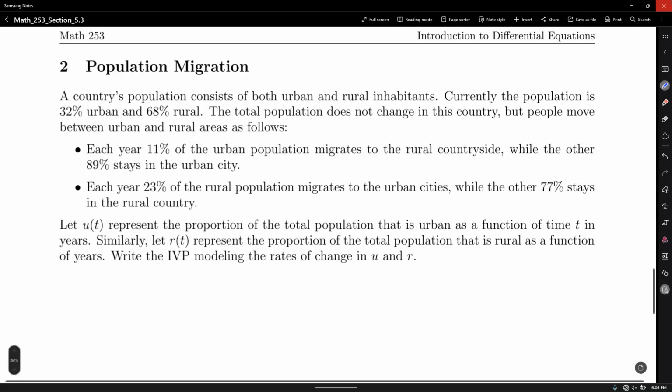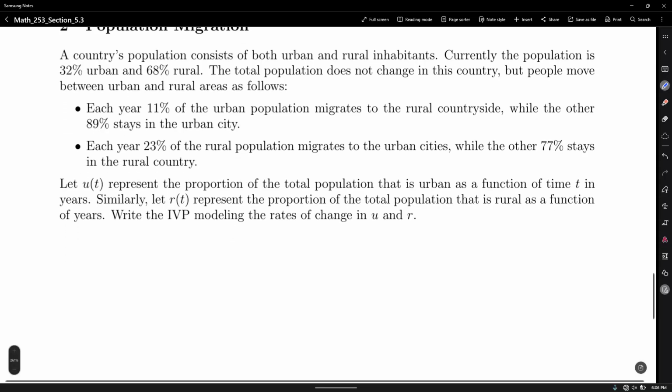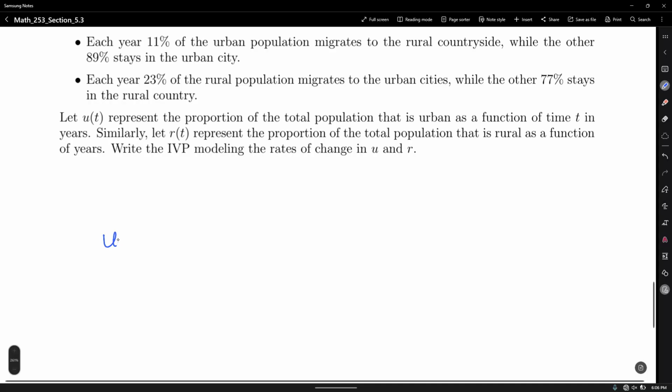Write the IVP modeling the rate of change in U and R. All right. How do we go about this one? I mean, this is really another way to solve a tank problem. Well, of course, you're not going to have people in tanks, right? You have people in the city and the rural area, but the way we're going to solve the problem is pretty much the same. So the sense of the tanks is how we're going to think about this, to get the system. So urban and rural.